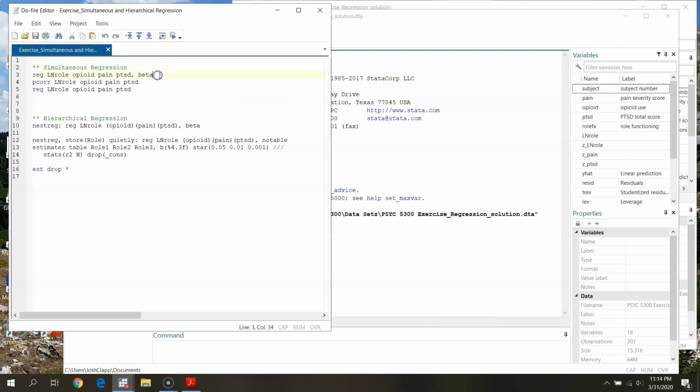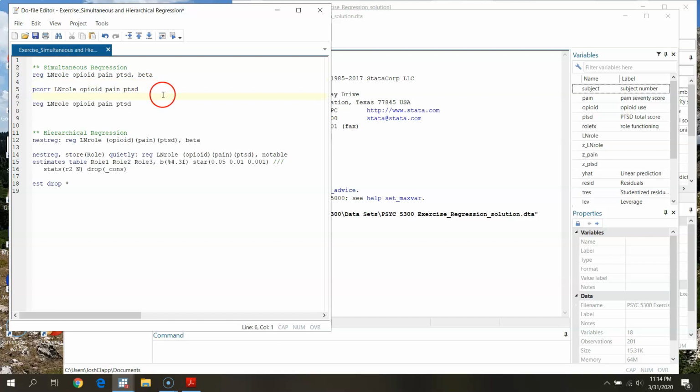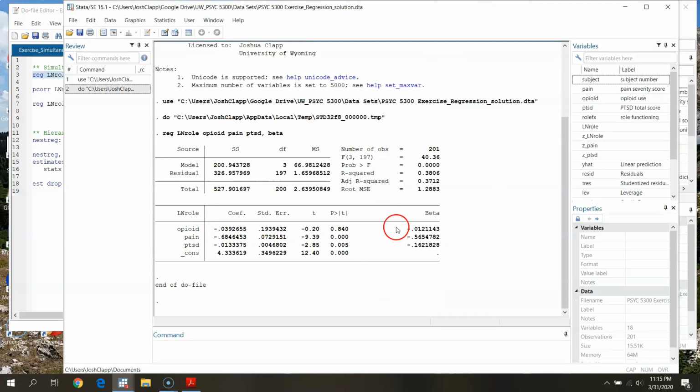So what we're going to do, pretty quick and easy in Stata, is run our simultaneous regression. Here we're regressing the natural log of role functioning onto opiate use, pain, and PTSD. Then here at the end, I've just put a comma and specified beta. This is going to give us standardized coefficients as well as unstandardized coefficients in our output.